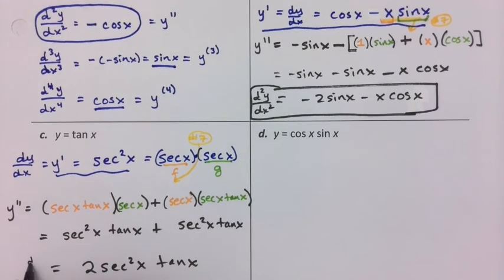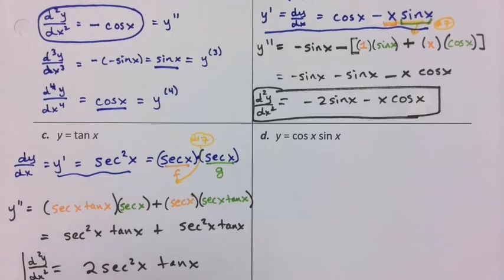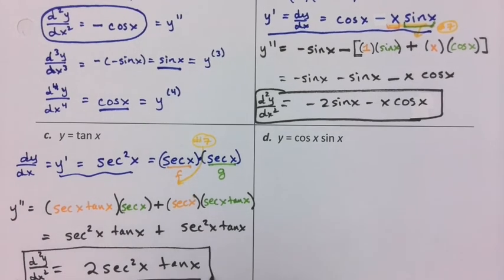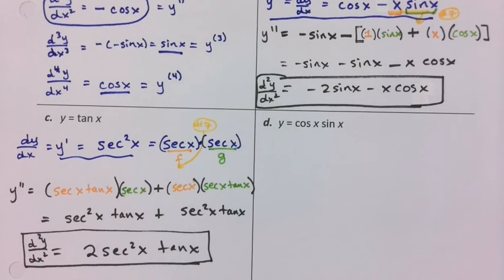That's your second derivative. And again, if you want to write y double prime, that's fine. Or Leibniz notation, d2y over dx squared. That's also fine.